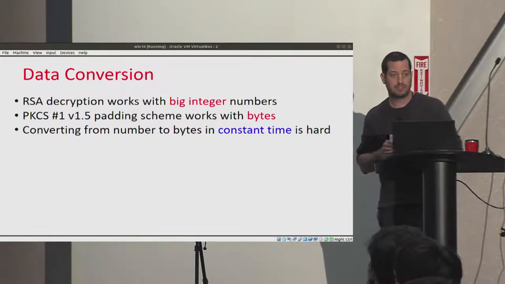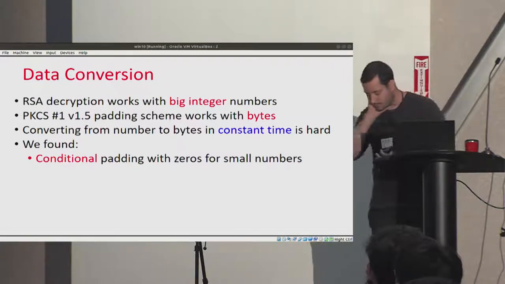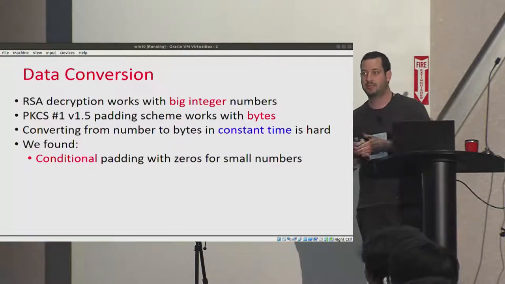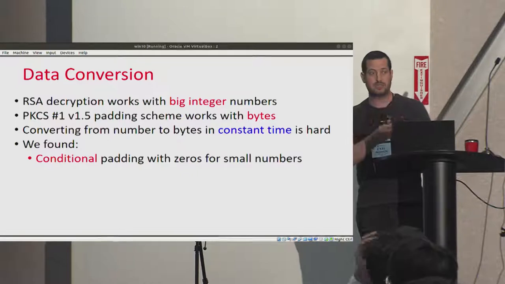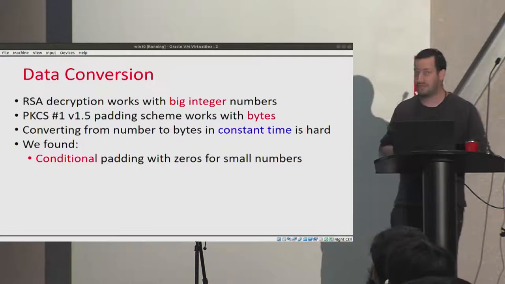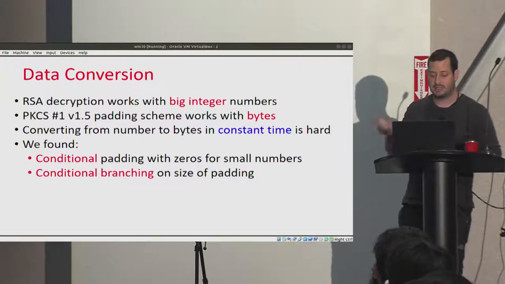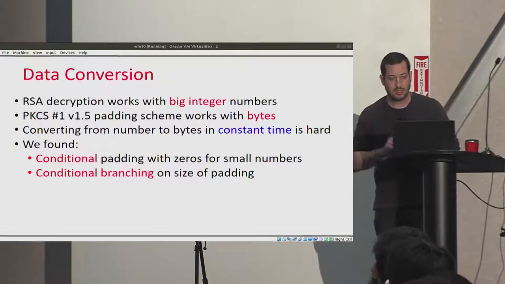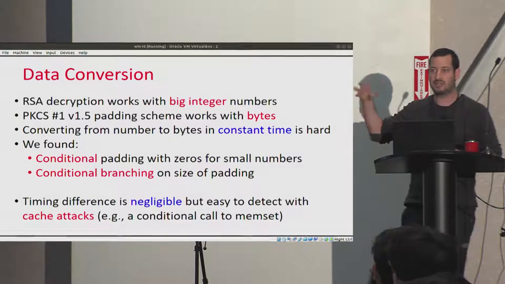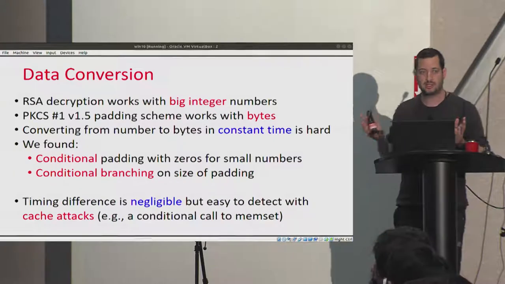And when we reviewed the different implementations, what we found most prominent was a conditional padding with zeros. If the decrypted number was small, we need to pad it with zeros in the top bytes. And this is something that was actually very hard to do in constant time. There was conditional branching on the exact size of the padding. Again, the timing difference caused by this type of branch is actually negligible. It's very hard to measure from outside.